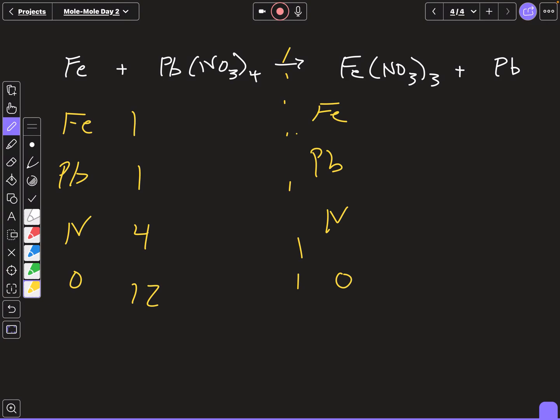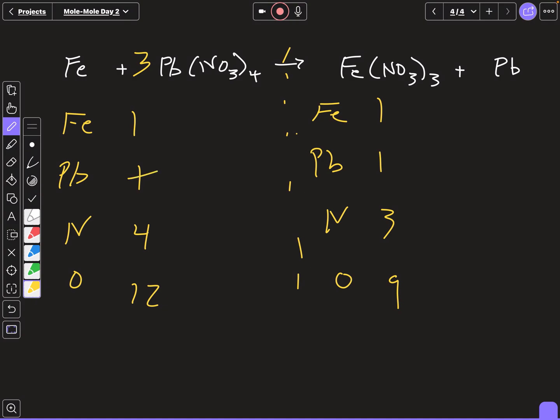On the right side, I have 1 iron. Pb, I have just 1. Nitrogen, I have 1 on the inside times the 3 on the outside gives me 3. Oxygen, I have 3 on the inside times the 3 on the outside gives me 9. So when I balance this out, first, if I want to balance my nitrogens with a 4 and a 3, I can use the least common multiple. 4 and 3 is 12, so I'm going to have 12 nitrogens on each side. So on the left, I would need to put a 3 right here.